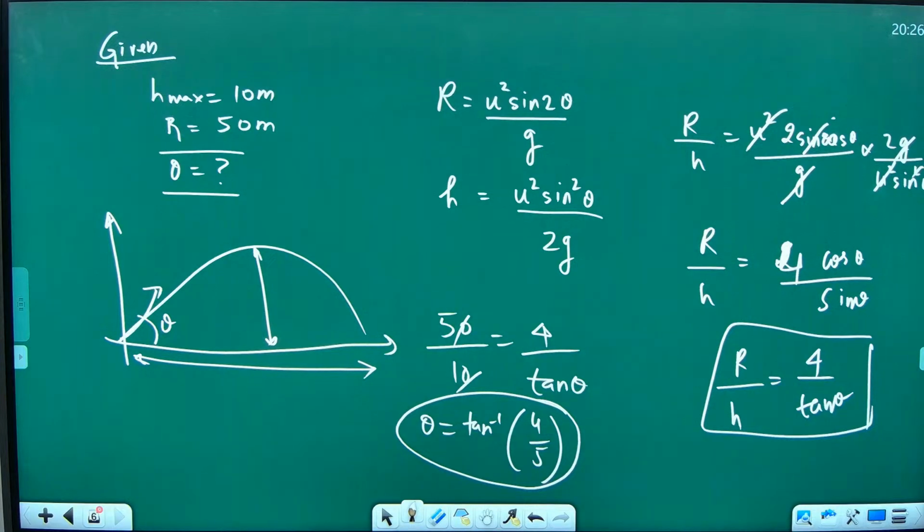Sir, can we take cos theta by sin theta as cot theta? Yes, you can take your wish. You can write the answer as cot theta also. What mistake have you made, man?